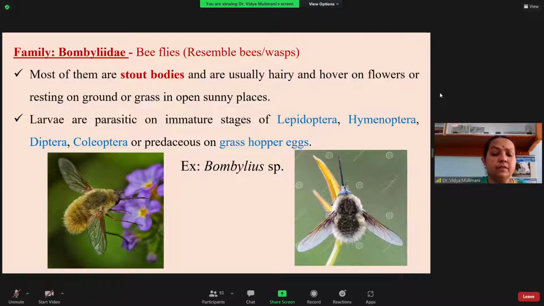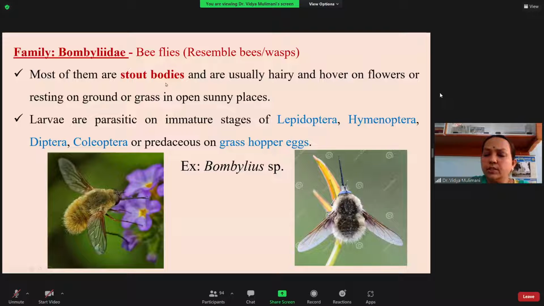Here the first family under the Diptera is the Bombylidae. The common name for them is bee flies. Why are they called bee flies? Because you can see the body is provided with hairs, plumose or branched hairs, which also help in pollination. They resemble the bees and the wasps, and because of that they are called bee flies, or Bombylidae. They are very stout.